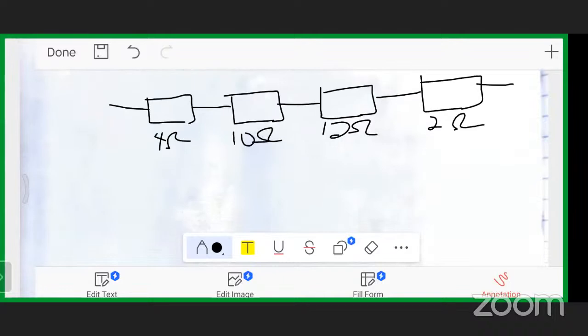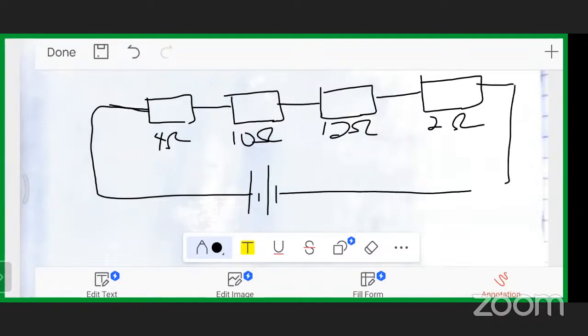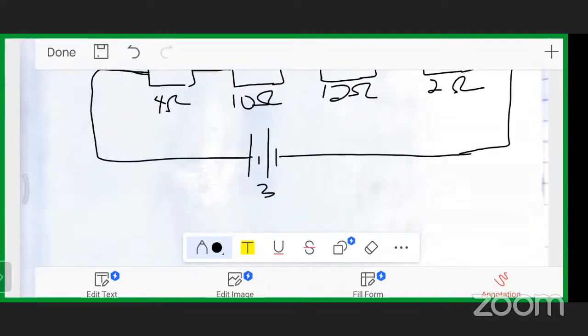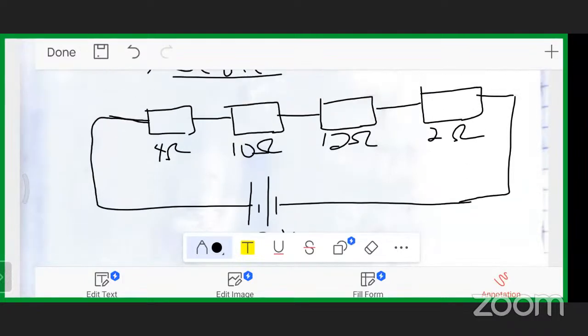And of course, for simplicity, you can complete this circuit and give it a source of EMF or a source of voltage of maybe 3 volts, like that. When you connect them like that, we call that connection a series connection.